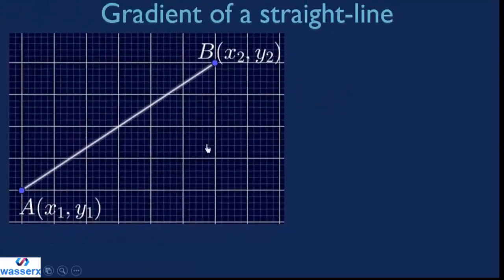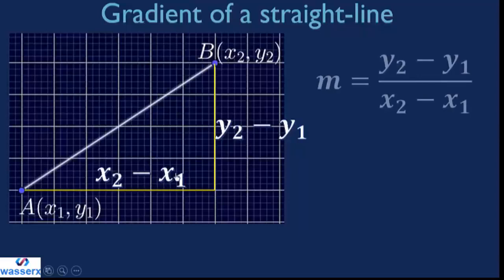Then the gradient of a straight line is given by the change in y over the change in x. So the gradient m equals y2 minus y1 over x2 minus x1.